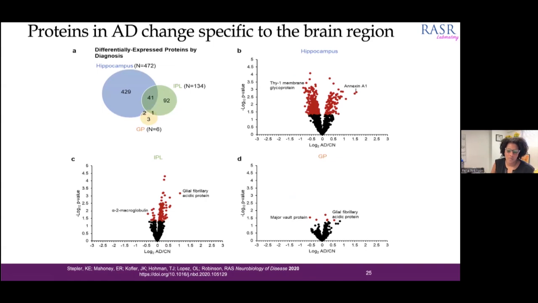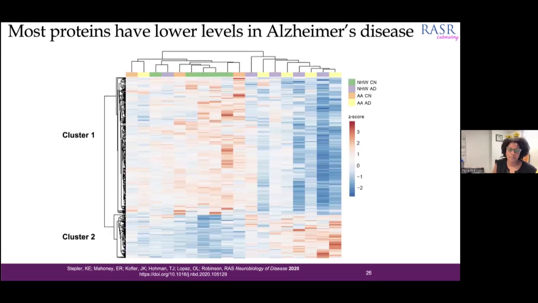Most of the changes that we observed were present in the hippocampal tissue. Here we saw close to 500 different proteins that were different. As we moved to the IPL region, we saw fewer proteins that were changing, but a couple of players that you may be familiar with, GFAP protein and alpha-2 macroglobulin. And then when we got to the globus pallidus, there were very few changes present in the proteome, which was what we anticipated.